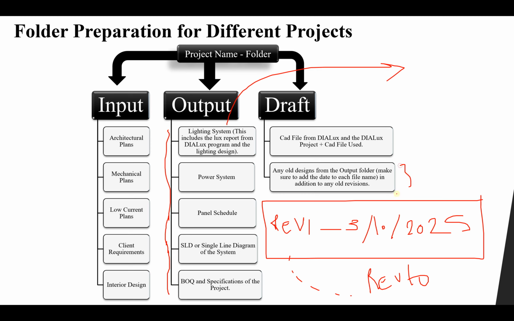Number two, in this draft, remember that the DIALux program will contain a project with the extension DIALux Evo or DIALux Red. And we will also have an AutoCAD file coming out from DIALux Evo. All of this, we will leave inside a folder: the CAD file from DIALux Evo and the DIALux Evo project, in addition to the CAD file that we originally added to DIALux Evo or DIALux Red.